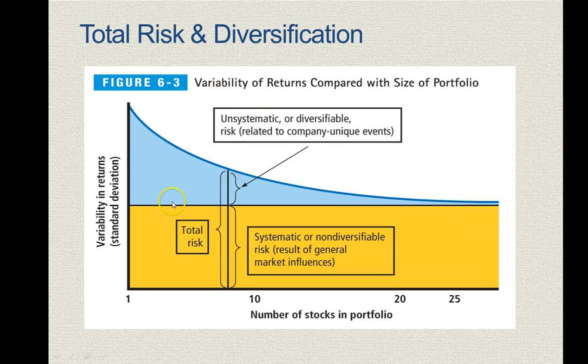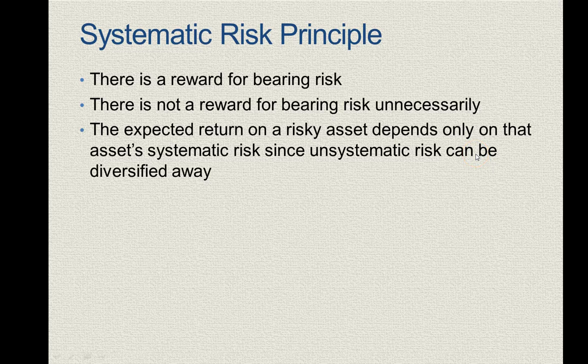So the part which can be diversified away, which is the height of this curve relative to this straight line here, that's the unsystematic risk. So that's the difference between these two types of risks. And the next very important principle is what we call the systematic risk principle.